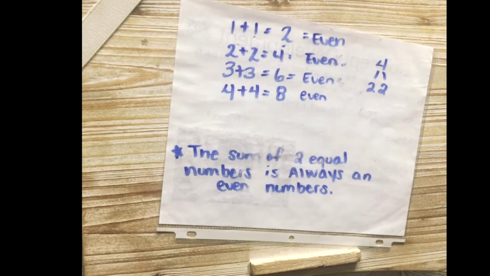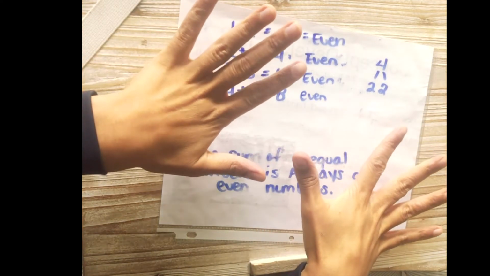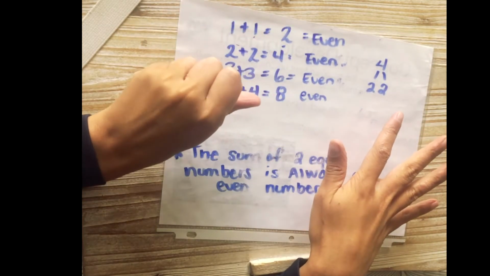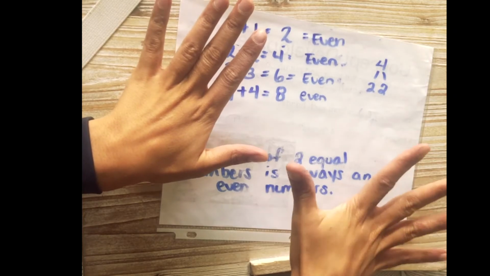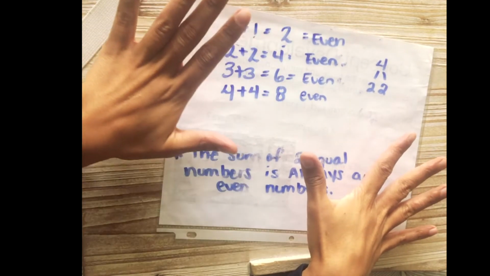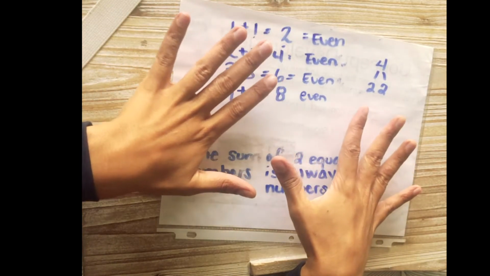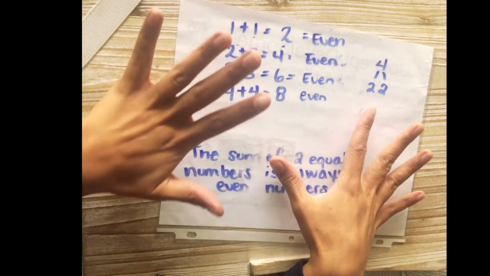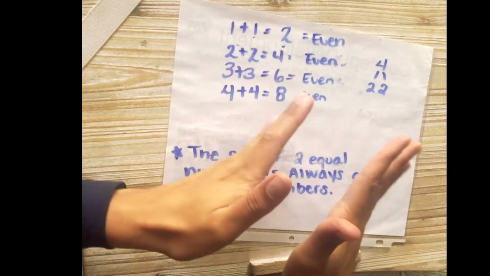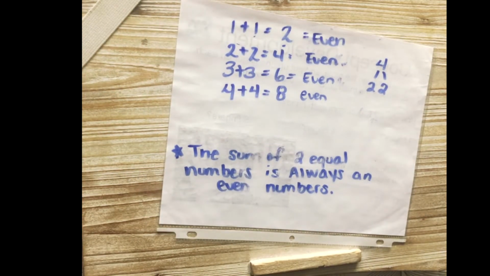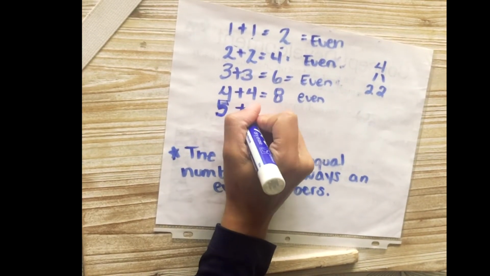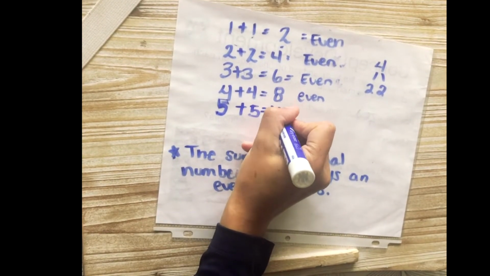Now, let's go ahead and hold both hands out and hold up all of the fingers in our hands. How many fingers do I have on each side? I have 5 here and I have 5 on this hand. How can I write an addition equation to represent that? I can say 5 plus 5, and that is equal to 10.